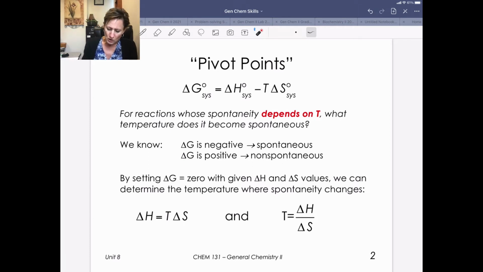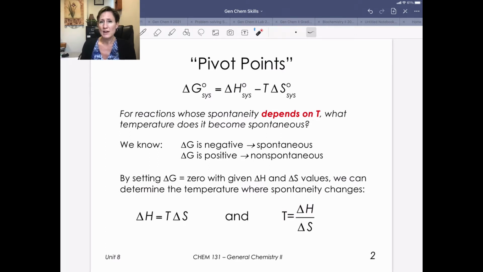Okay, so again, knowing that if delta G is negative, it's spontaneous. If delta G is positive, it's non-spontaneous. We must go through some point where delta G is transitioning between spontaneous and non-spontaneous, and that's when delta G is equal to 0. So if we take this equation and we set delta G equal to 0, we get delta H equals T delta S, and by solving for T, we get this equation. So we can solve for the pivot point by taking delta H and dividing by delta S.